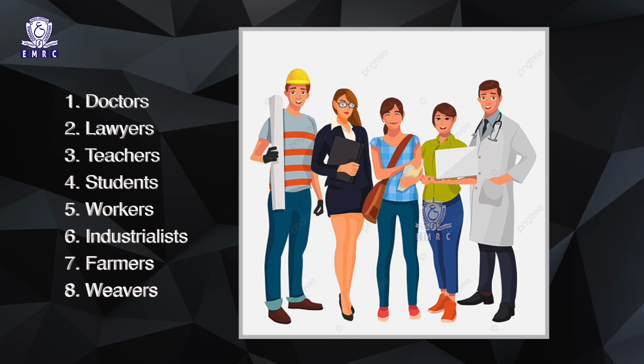For example, we find that people have different types of occupations and perform different types of activities. There are doctors, lawyers, teachers, students, workers, industrialists, farmers, weavers, etc. Though all these activities are different, they are all needed for the functioning of the society. Therefore, they can be viewed as separate parts which work together to integrate the society.